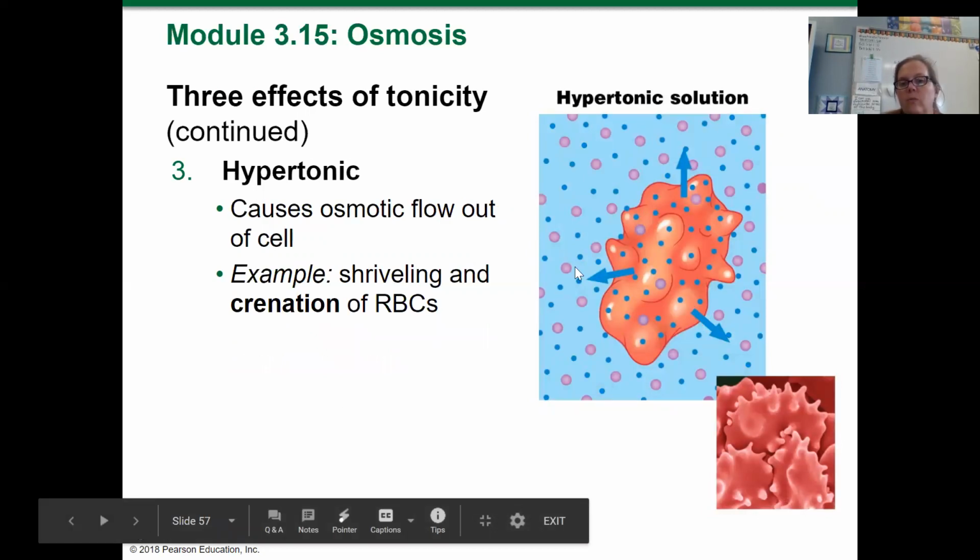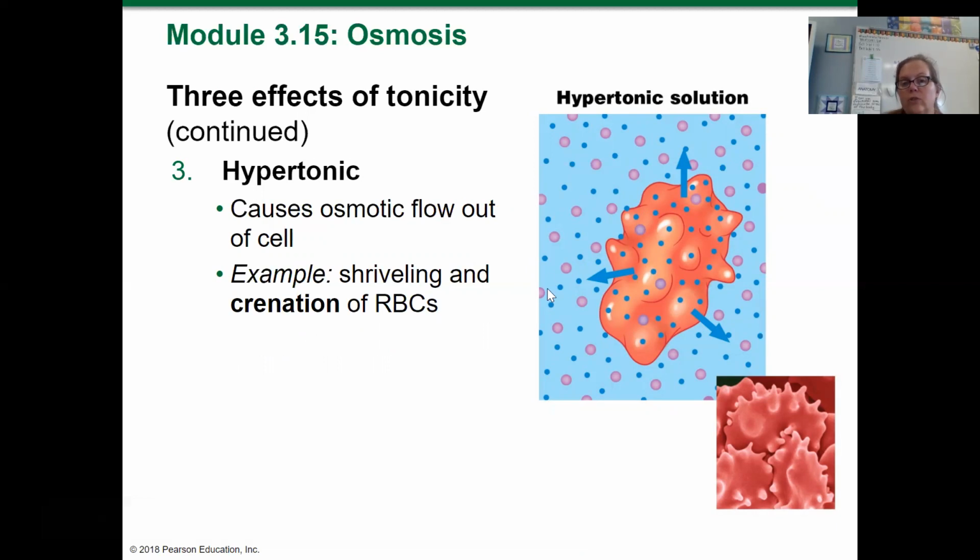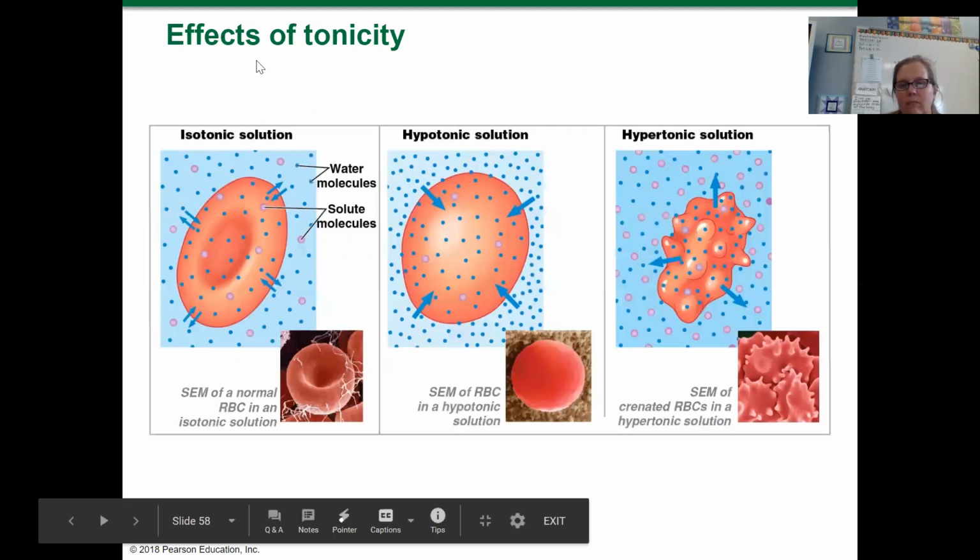Hypertonic is the opposite, when there's more solute out here in the solution. And so water from inside of the cell is going to have a net flow out, and it's going to cause the cell to shrink and shrivel, and this is called crenation. And there's the three side by side. This is what your healthy red blood cell should look like, the red one over here.